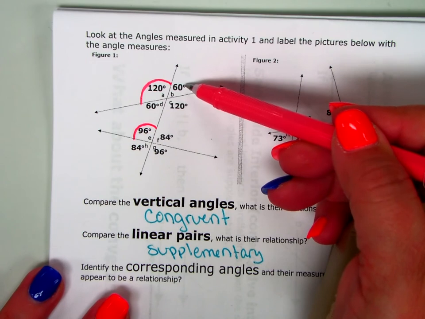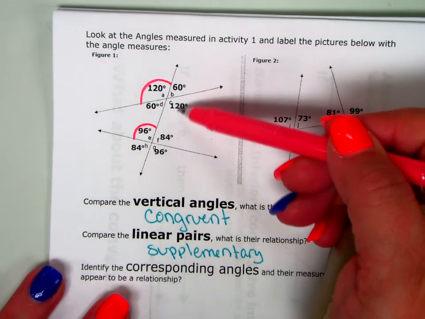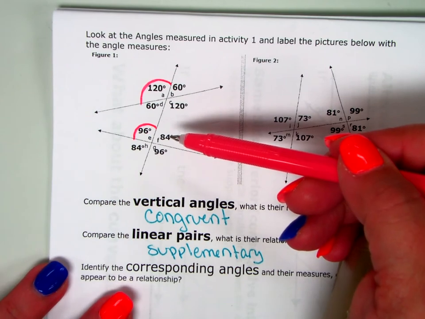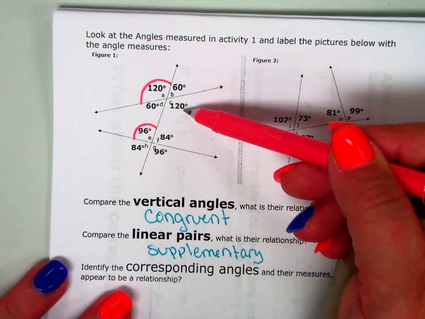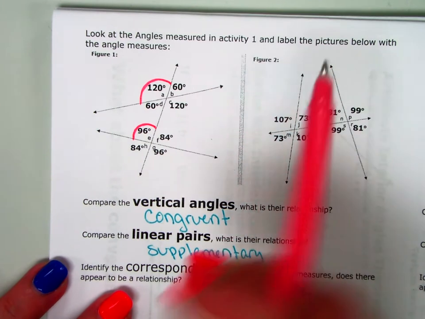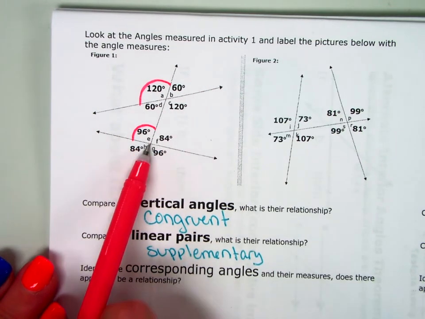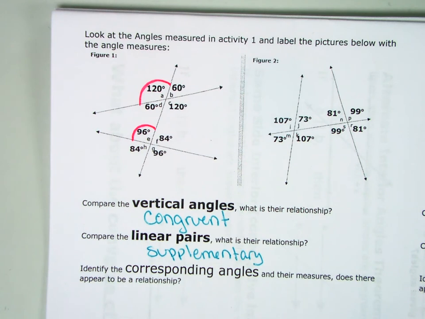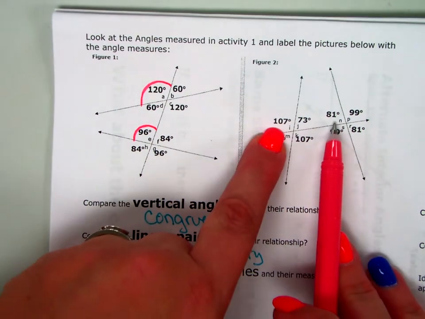If I look at any of the others, what about this one? 60 would match with what? No, that's a linear pair. The corresponding angle matches with the 84. What about this 120? It matches with the 96. And the 60 matches with the 84. So none of them are the same. Are they complementary or supplementary? No. Does it seem like there's any sort of relationship? No. If I check over here, I can check the same thing.